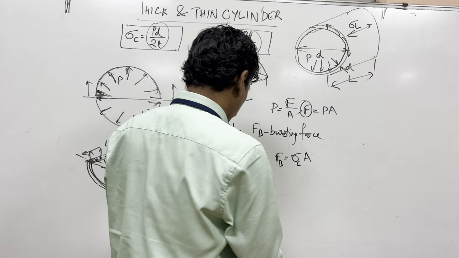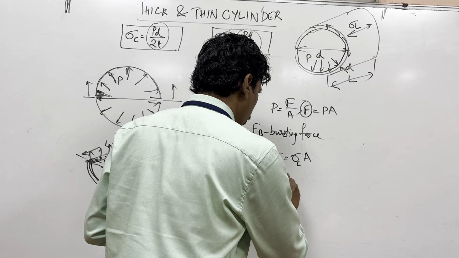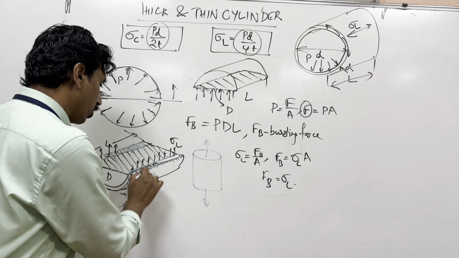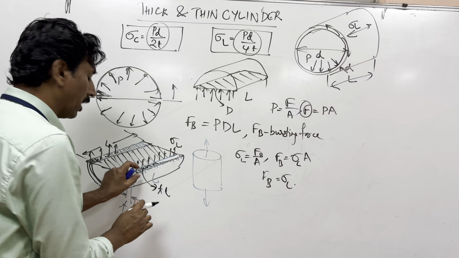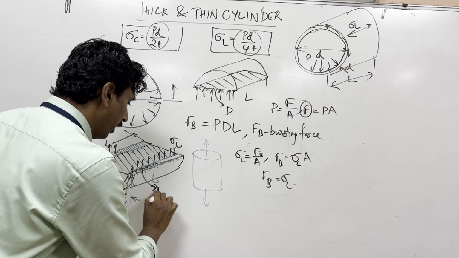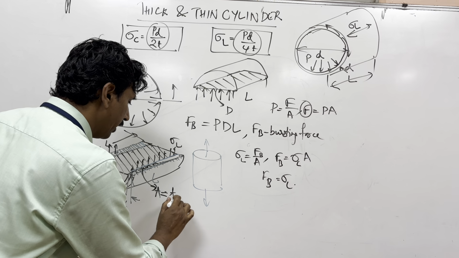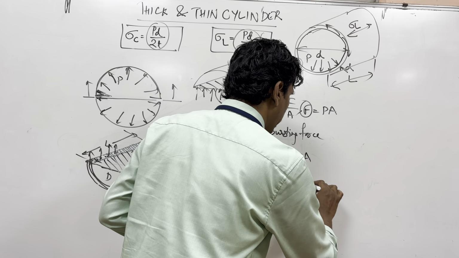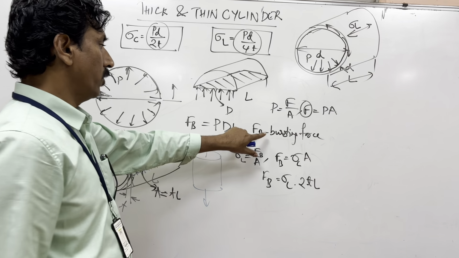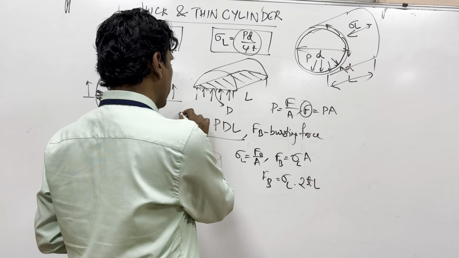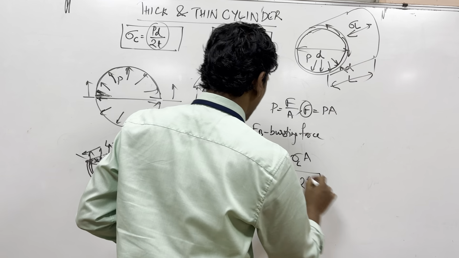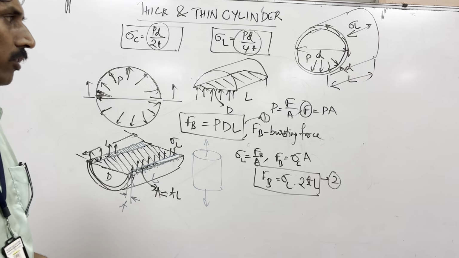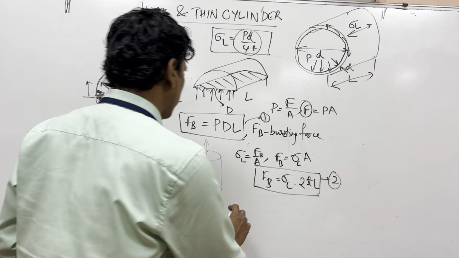So FB is equal to sigma L into A, which is how much? Area is T into L on one side. So if it is on both sides, it is 2 into TL. So here we have said the bursting force is already given by this equation. We have got one more equation here. You can call this equation 1, and this equation 2. Equate these two. When you equate these two, what do you get?